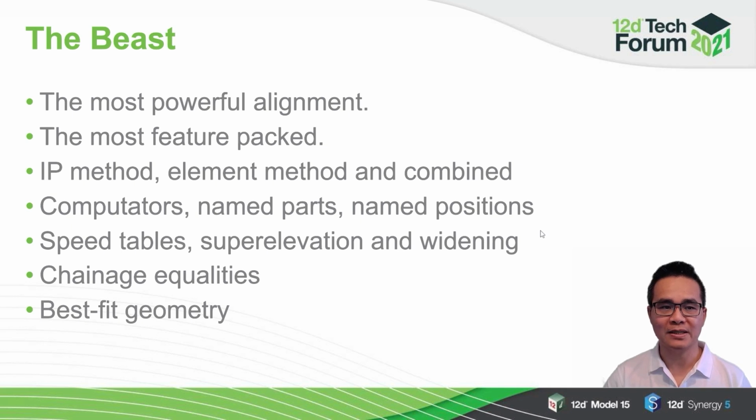Let's talk about the biz, the supplement itself. The supplement is the most powerful alignment amongst all software. It's the most feature-packed as well. You can use IP method, element method, or combined. All the smart features are built in: computators, name paths, name positions, speed tables, supervision, and widening. You also can have change qualities and best fit geometry.